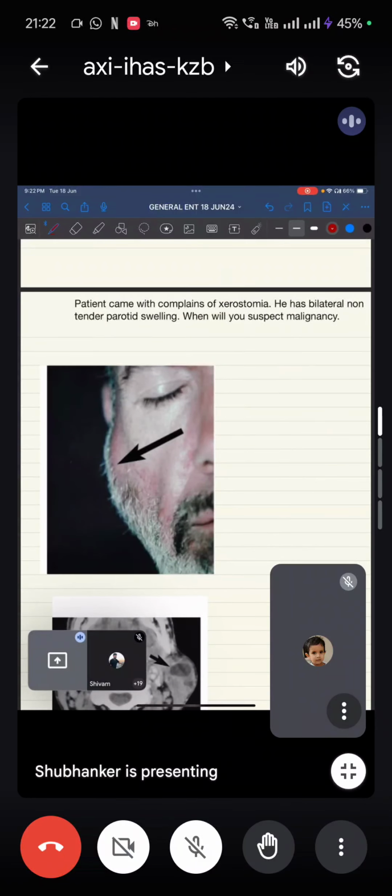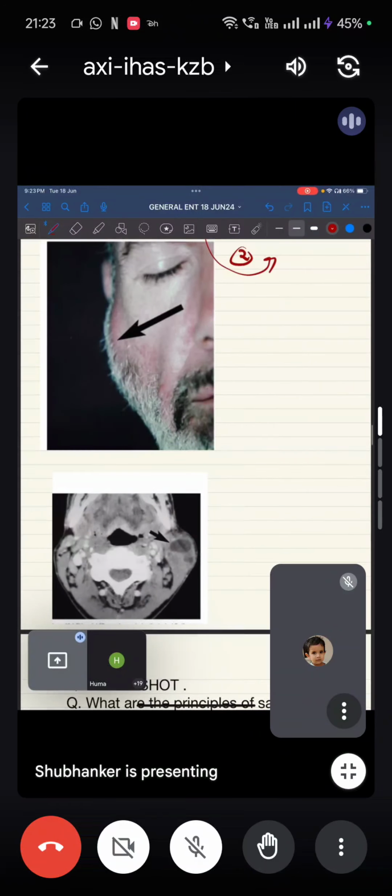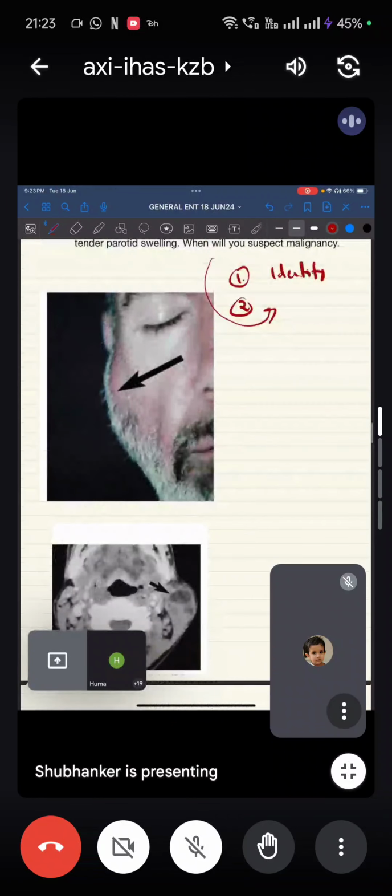A 50-year-old patient came to you with complaints of xerostomia. He has bilateral non-tender parotid swelling. They can ask you to give the differential diagnosis, and also what will be your diagnosis. The first question is, identify. Second, when will you suspect malignancy? Given is the CT scan of the patient. So the answer is lymphoepithelial cyst.